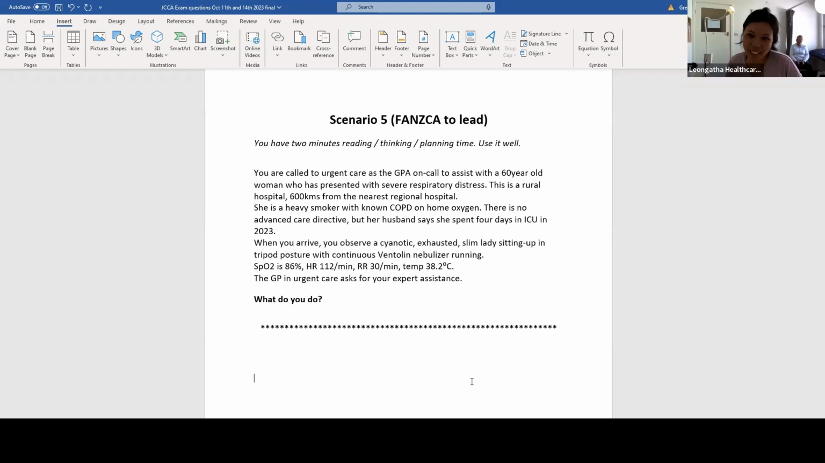That's what I'd start doing before I went on. I'd see if she's been on any non-invasive ventilation, whether or not she's had her COPD optimized with steroids, ipratropium. Yeah, I would do that before we proceeded to doing anything more invasive like intubation.